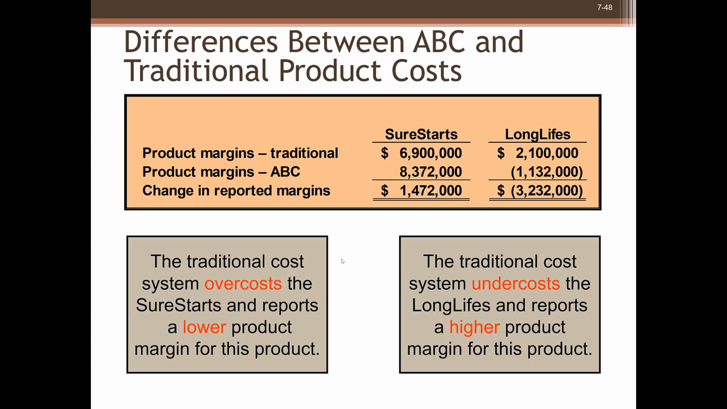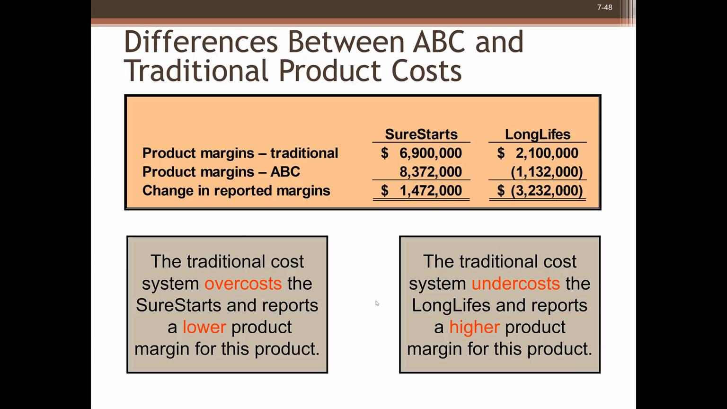So if we use the traditional costing system, it overcosts Short Starts and reports a lower product margin for this product. But for the Long Life battery, the traditional costing system undercosts Long Life and reports a higher product margin for this product.